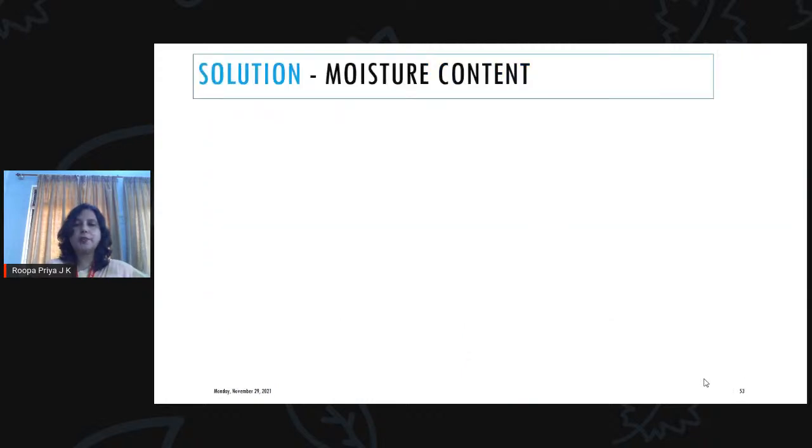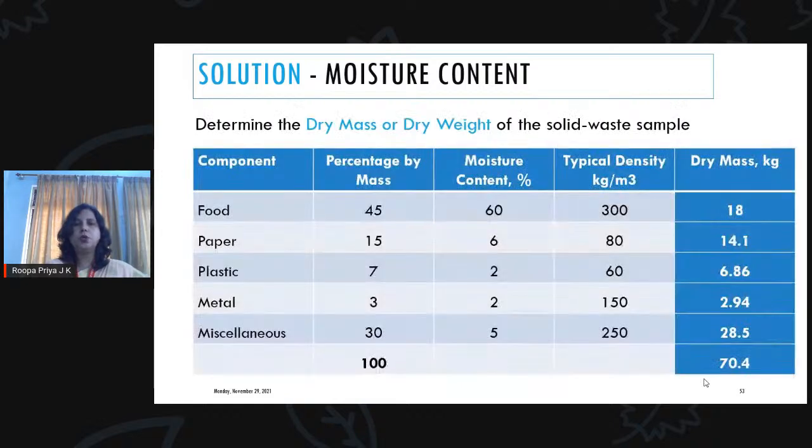So to calculate the dry weight, we already know how to evaluate the last column. So this is how we calculate the dry mass. We have the percentage by mass given in the question. We have the moisture content. We also have the typical density in kg per meter cube. And we have to calculate the dry mass in kg. So this is how it is calculated as done previously.